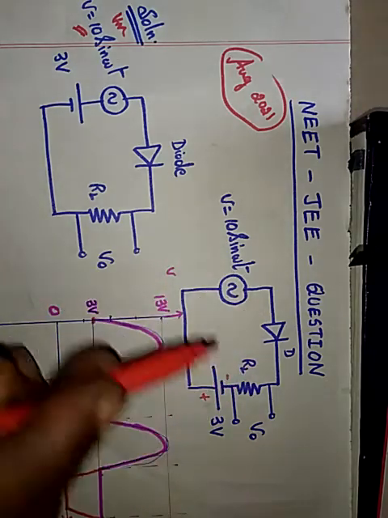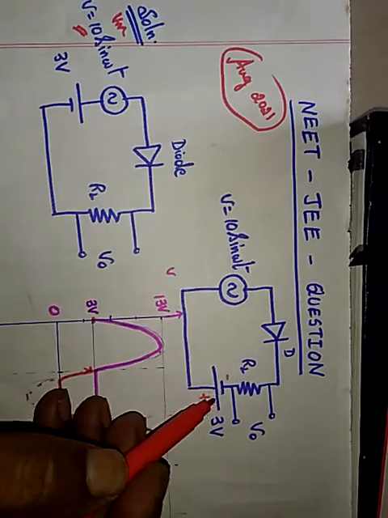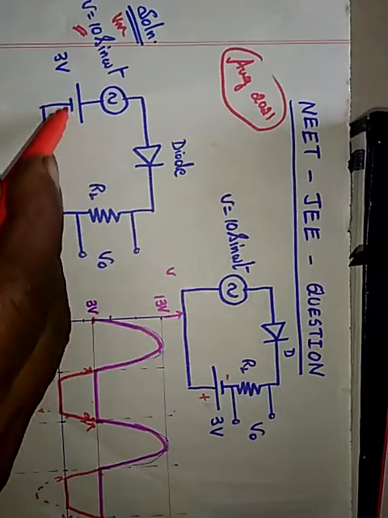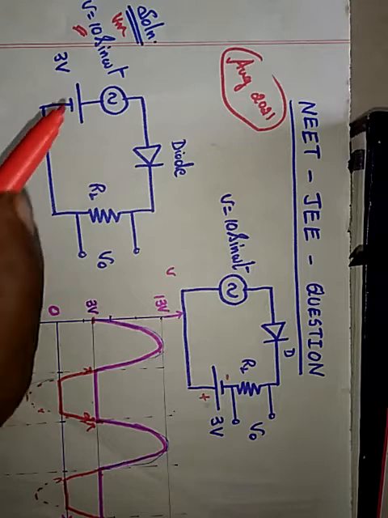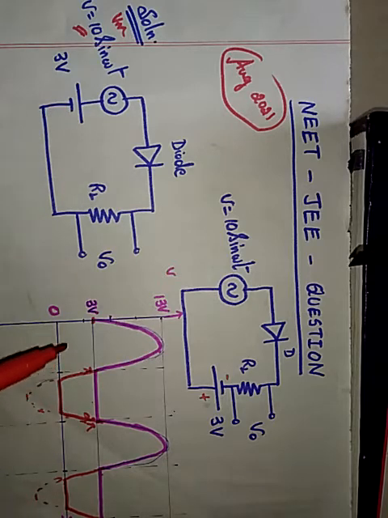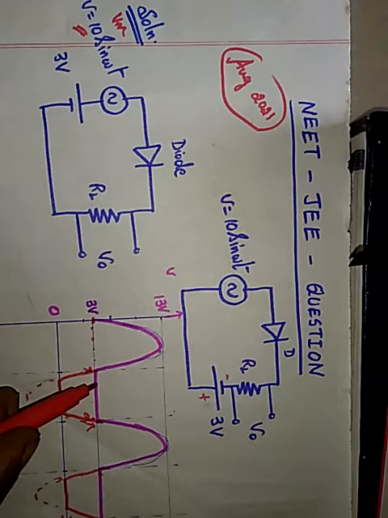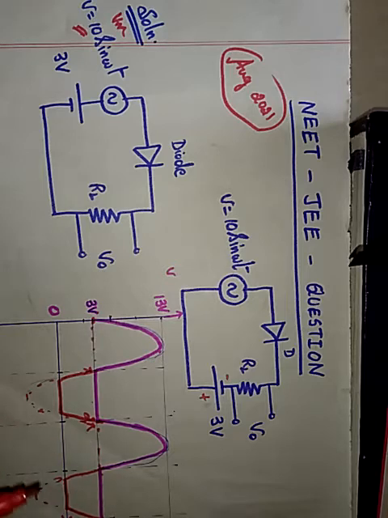Now this diagram can be redrawn like this. So this 3 volts can be drawn like this. Both the diagrams are the same. Now what happens is, we already have 3 volts DC. That means the 3 volt DC is this point. So it is 3 volts.